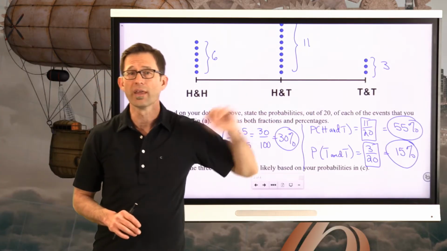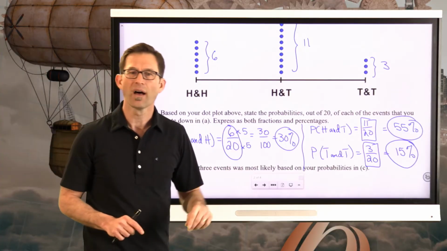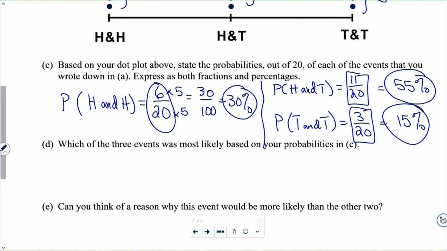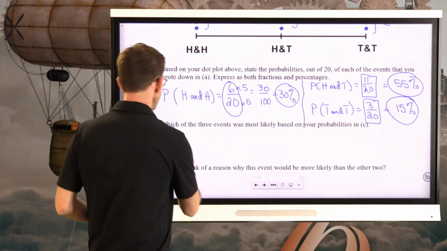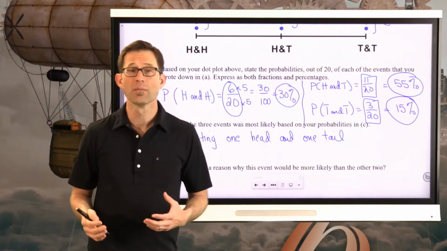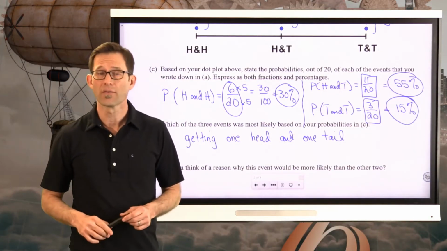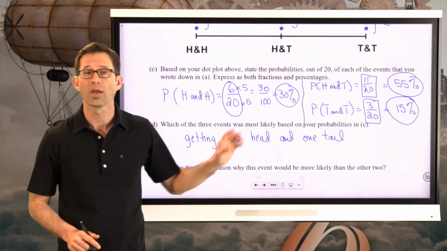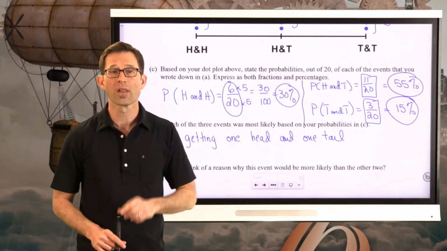Now, if we had a uniform probability going on here, we would expect roughly 33%, 33%, and 33%, which would add up to 99%, and they really should add up to 100%, but you get my idea. Each one of them would roughly have the same probability, but that definitely does not seem to be what's going on here. And in fact, letter D, which of the three events was most likely based on your probabilities in C? Well, that was getting one head and one tail, right? For me, at least, that was the most likely.